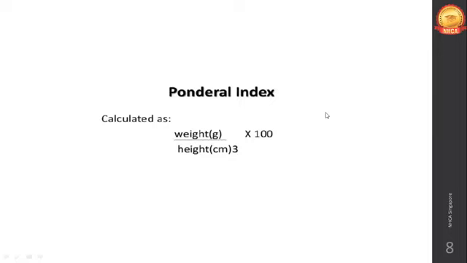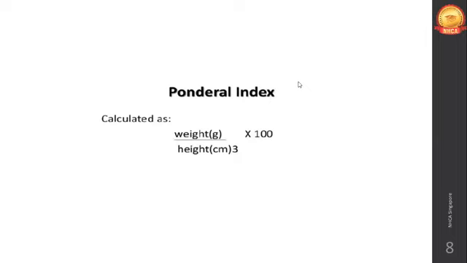Then we have the ponderal index. It is the ratio of your height to the cube root of your weight. And the ponderal index is again very rarely used, not that commonly used. It's a very complex formula. A person who has an index that is less than 13 is associated with obesity.